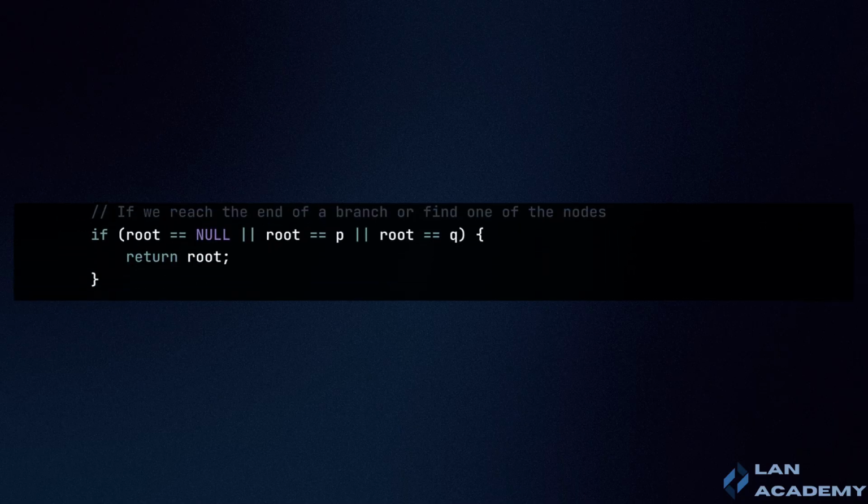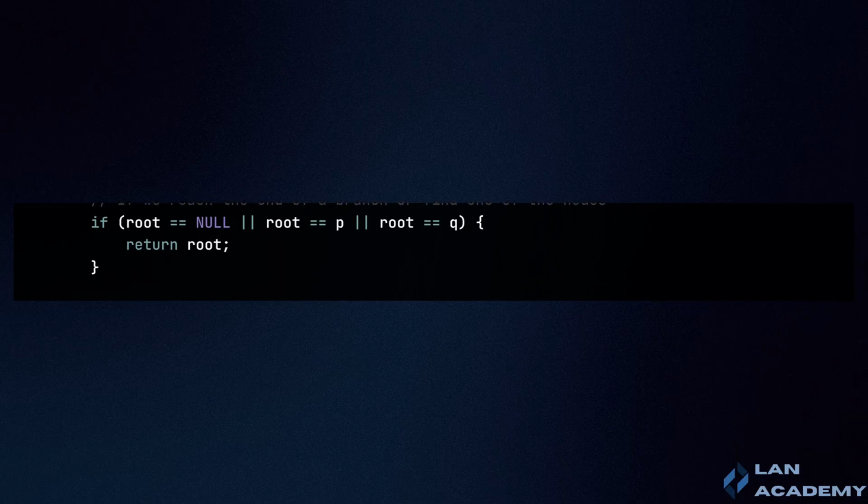The first step is to check if the current node root is null or if it matches either of the nodes P or Q. If any of these conditions are met, we return the current node. This is our base case for the recursion. If we reach the end of a branch or find one of the target nodes, we return that node because it could potentially be the LCA or lead us to the LCA.